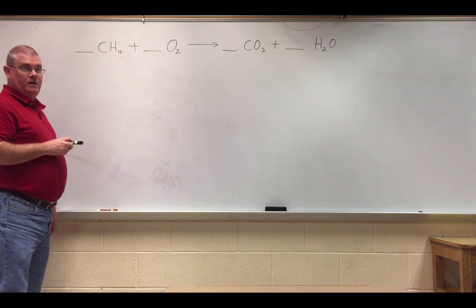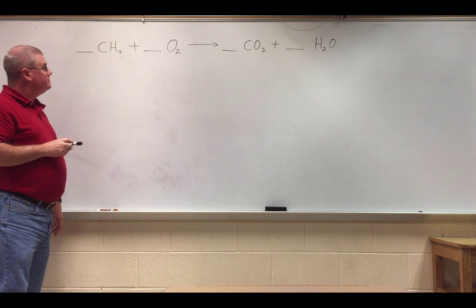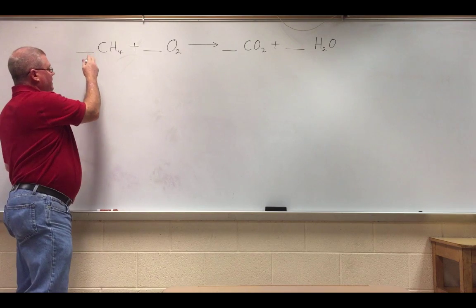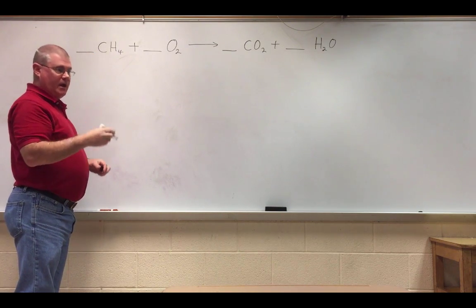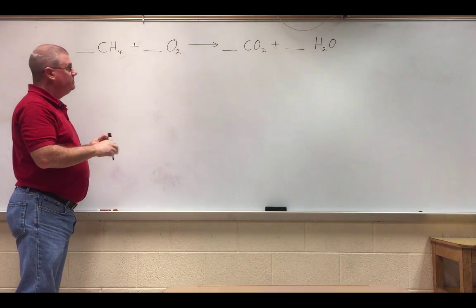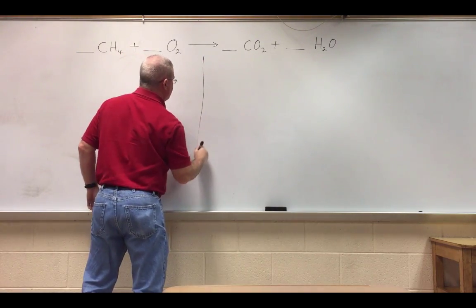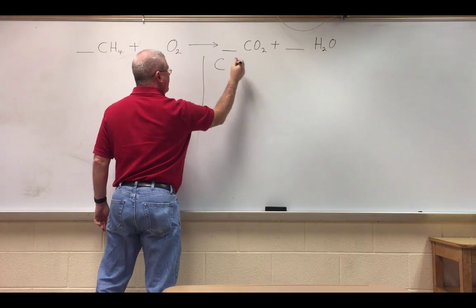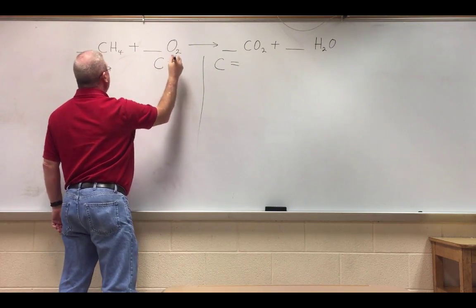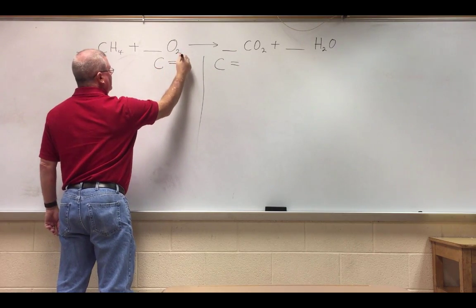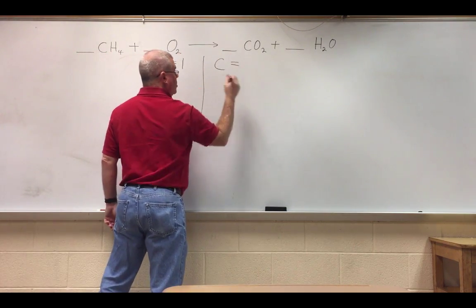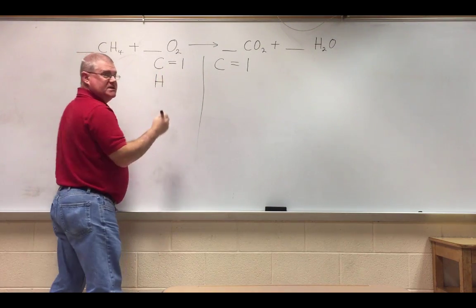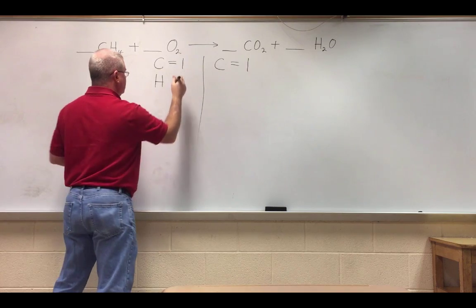Today we're going to look at balancing chemical equations. We have an equation right here. First thing we want to do is identify each element and how many we have of each element. Draw your line. We start off with carbon on both sides. I have one carbon over here, one carbon over here. We always do our hydrogens and oxygens last.